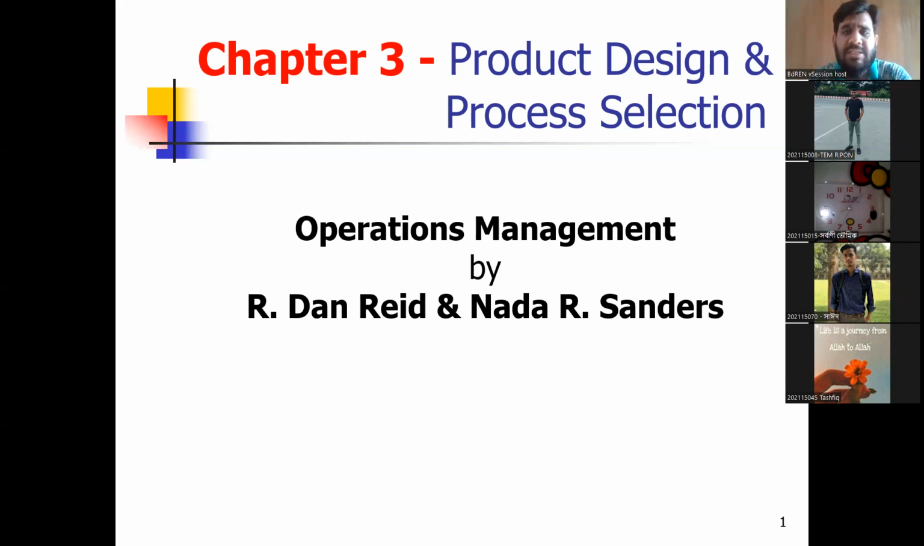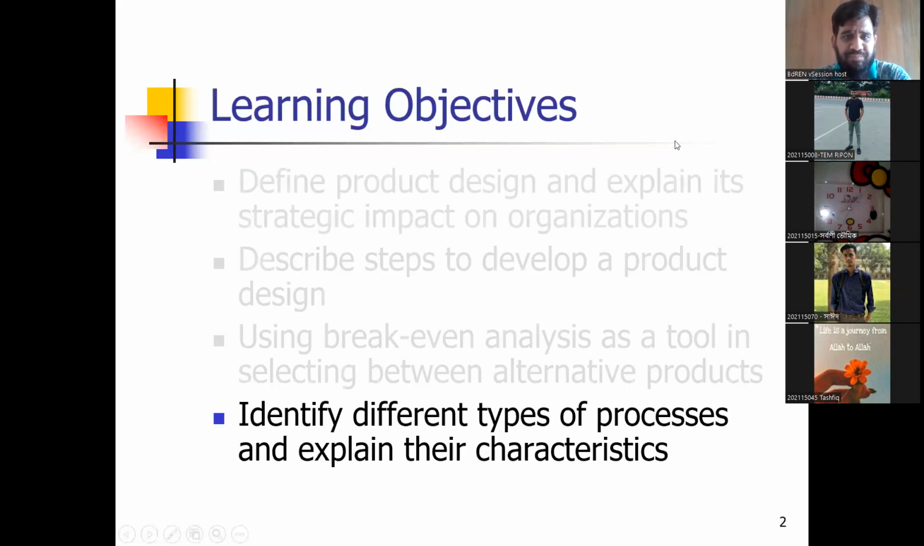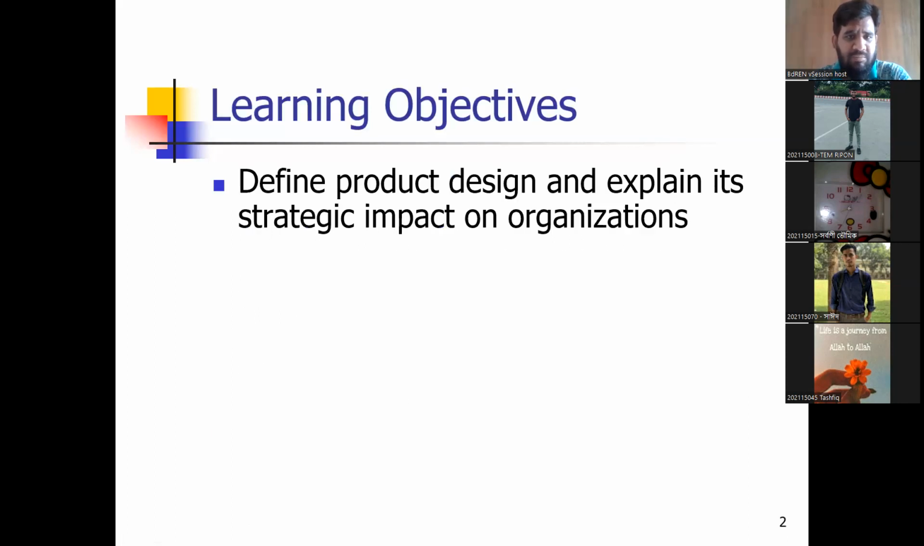So today we'll discuss the product design. Although product design is not garments industry oriented, however, product design is very important. How to design a product? Let me show you. These are the objectives. Maybe we have already got the idea. Define product design, explain strategic impact on the organization.